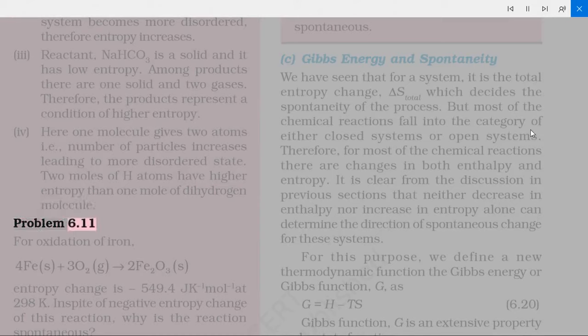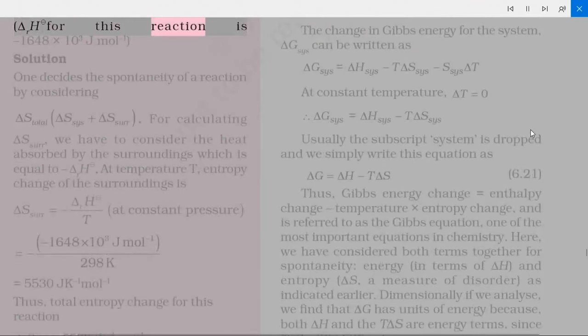Problem 6.11. For oxidation of iron, 4Fe(s) + 3O2(g) → 2Fe2O3(s), entropy change is −549.4 J K⁻¹ mol⁻¹ at 298 K. In spite of negative entropy change of this reaction, why is the reaction spontaneous? ΔrH for this reaction is −1648 × 10³ J mol⁻¹.